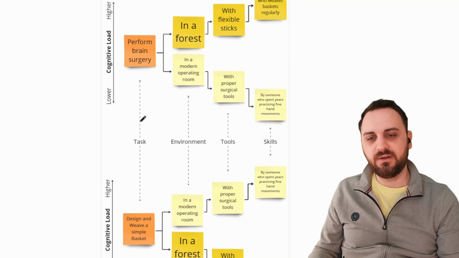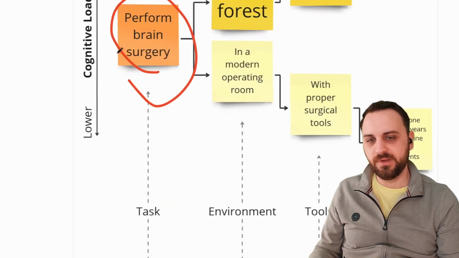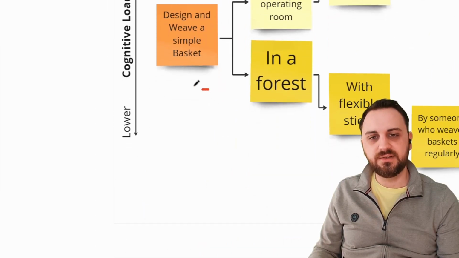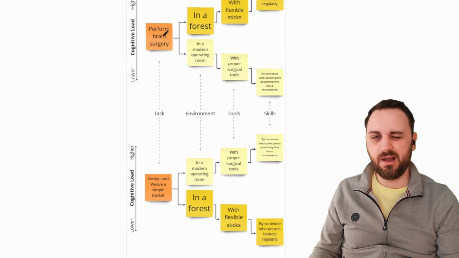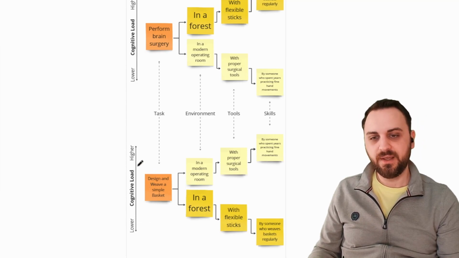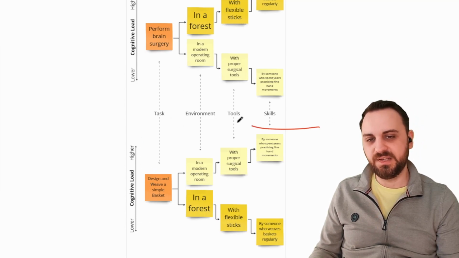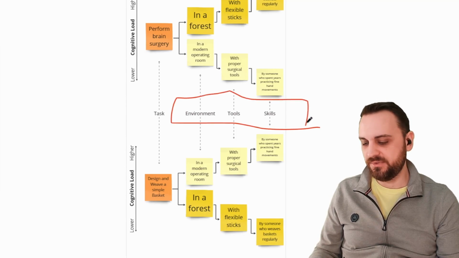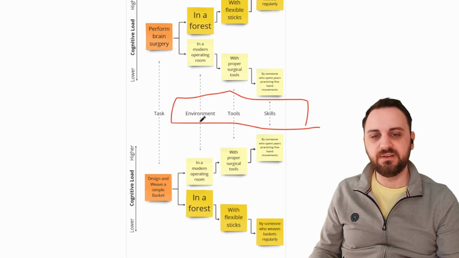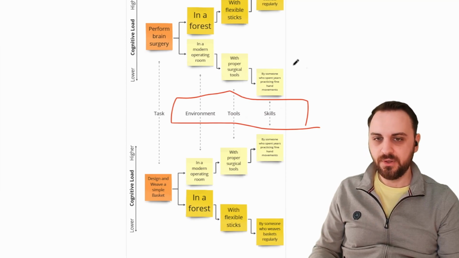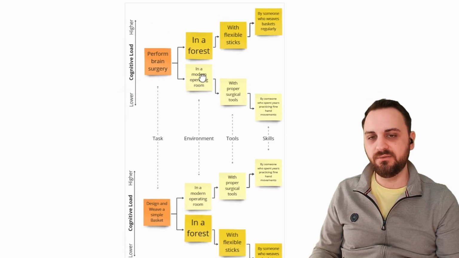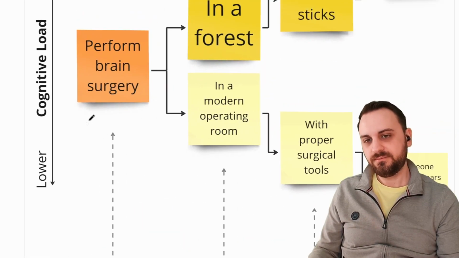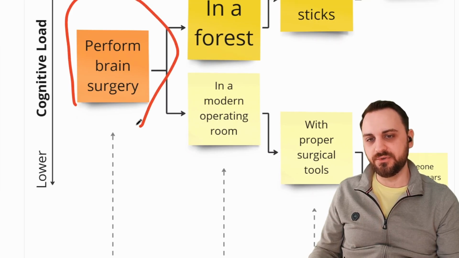In this example, I talk about two different tasks. One is performing a brain surgery, and the other is designing and weaving a simple basket. I think a lot of people would say brain surgery is a higher cognitive load task than designing and weaving a basket. But let's take a look at some of those other factors, because the task itself is not the full picture, right? So the environment, the tools, and the skills will modify the total cognitive load applied to an environment, right? So let's look at this brain surgery task.